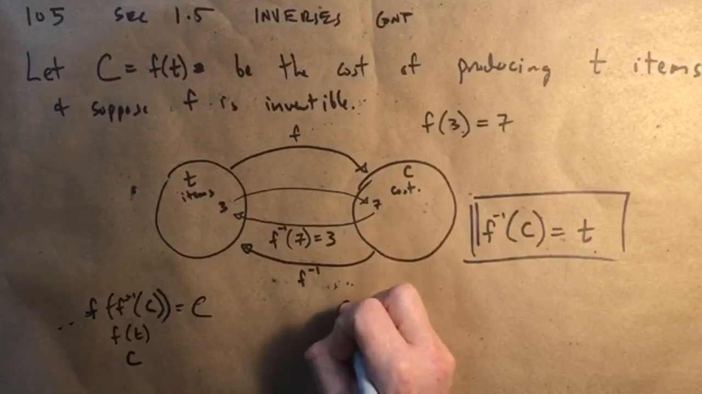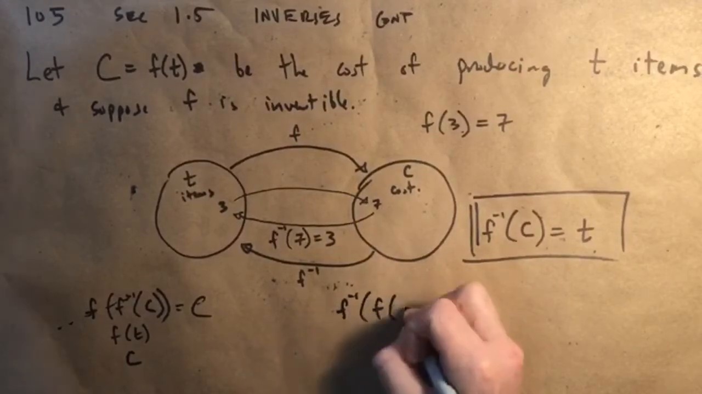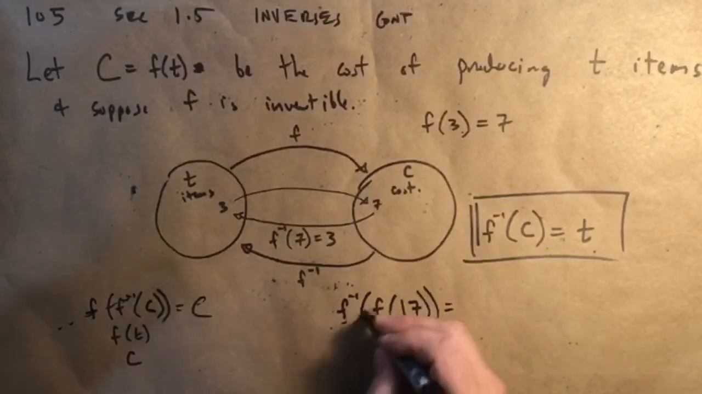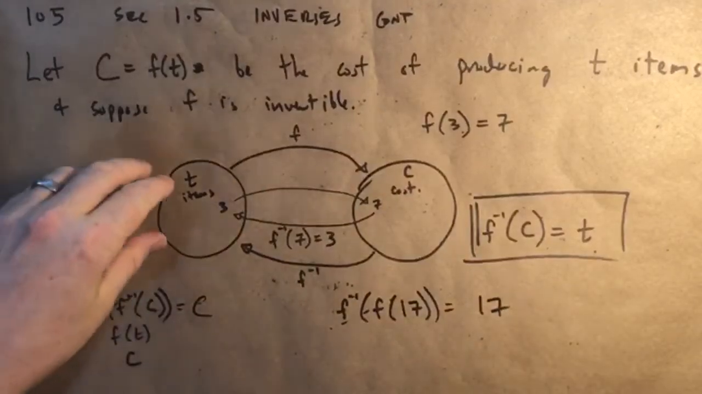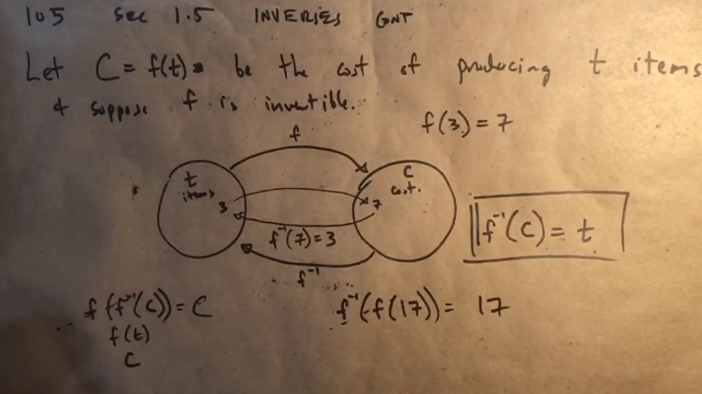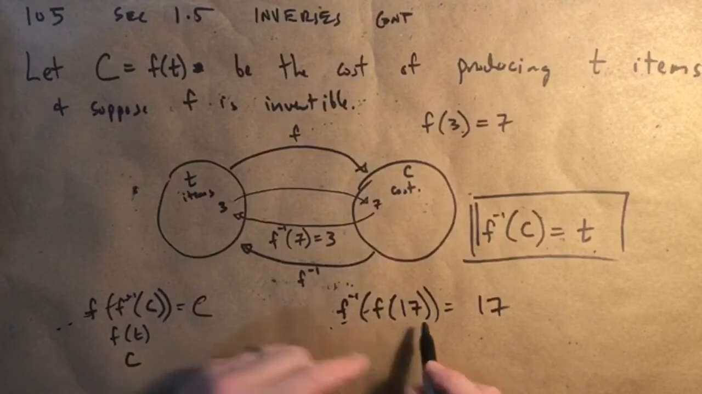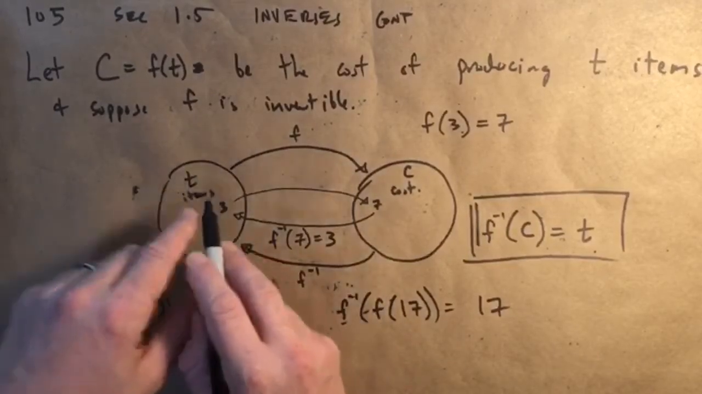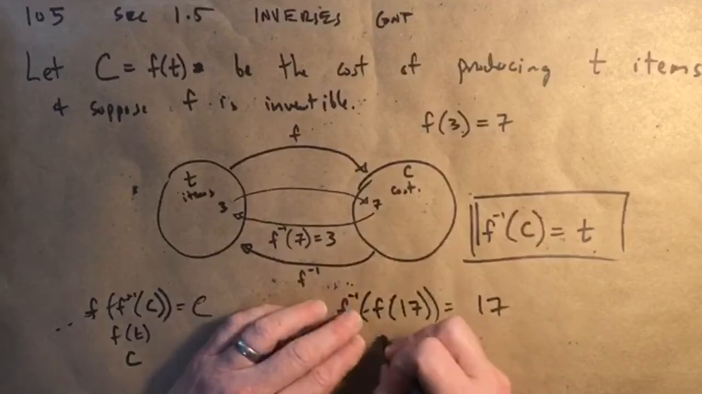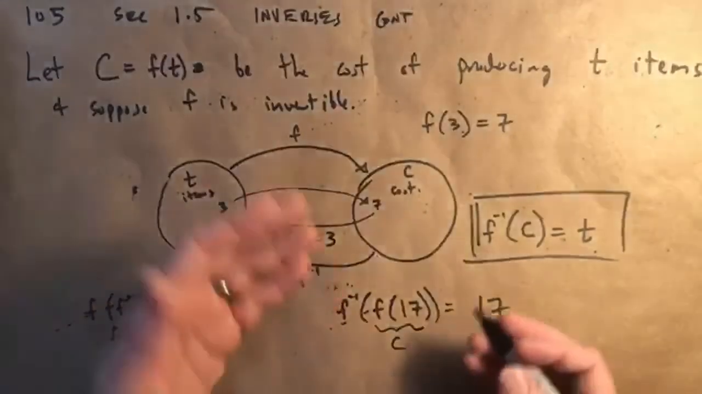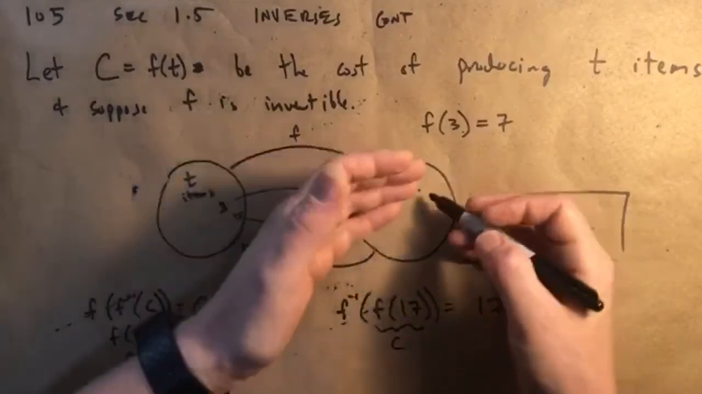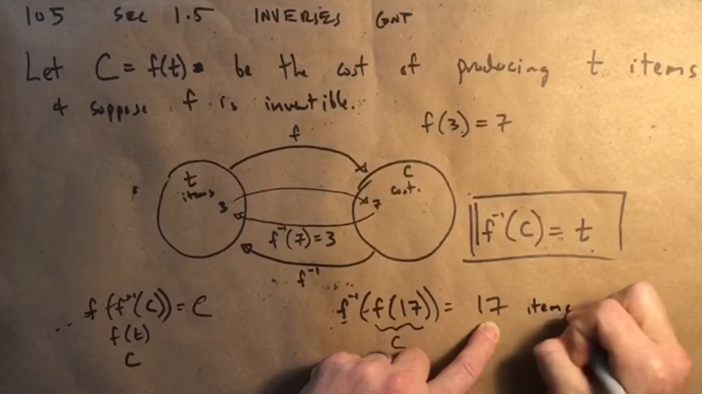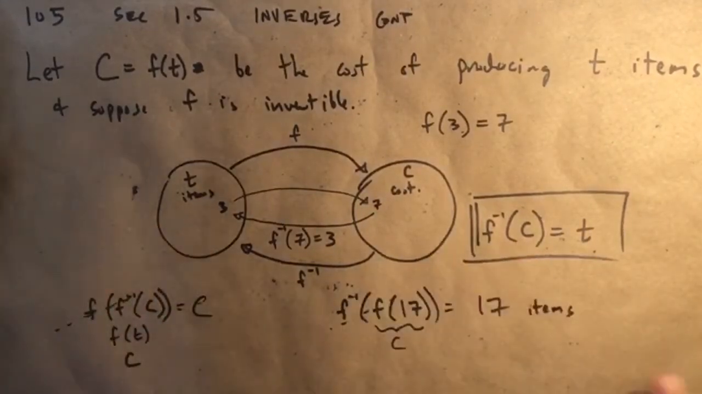If I gave you something like f inverse of f of 17, this is by all means going to be equal to 17, but in the context of this problem, what's the unit going to be? Well, that 17 is some number of items because it's going into my parent function. And so the 17 items goes in, it gives us some cost. We don't know what that cost is. That cost is f of 17, and then we bring that back with the inverse function to 17, and the answer here is items.